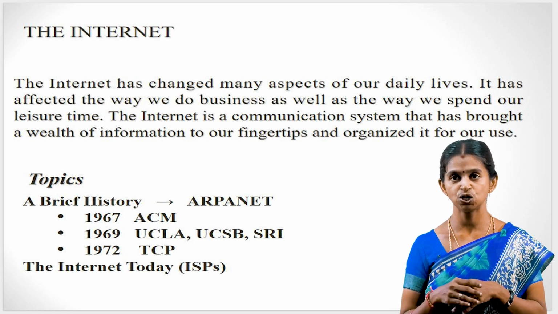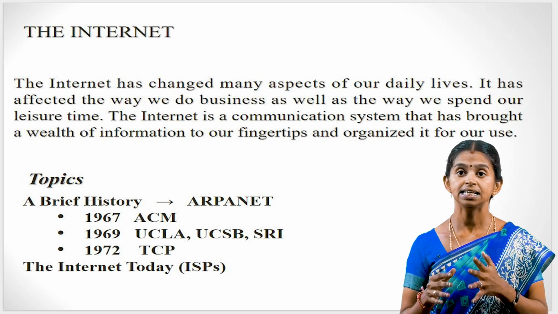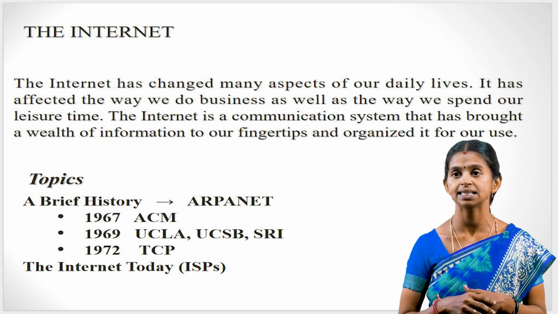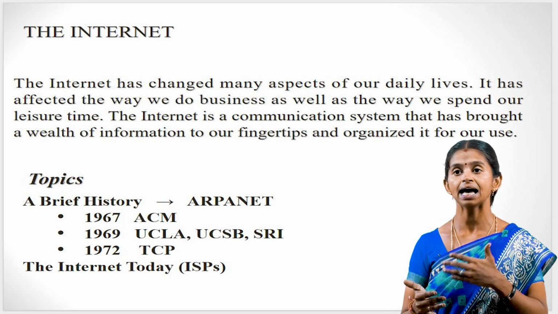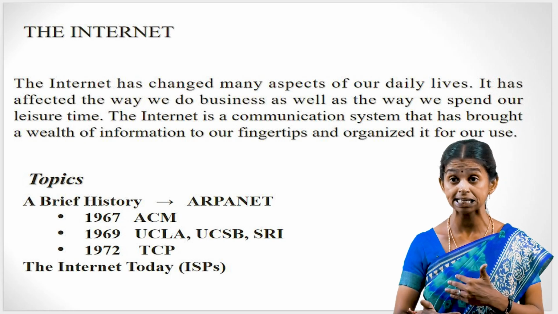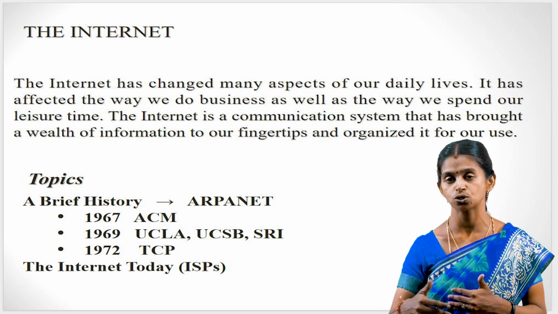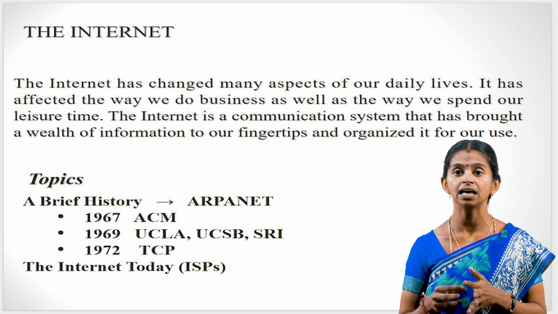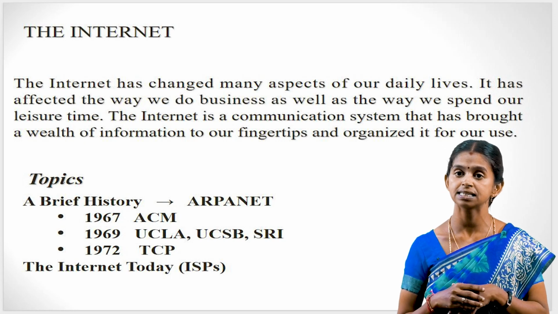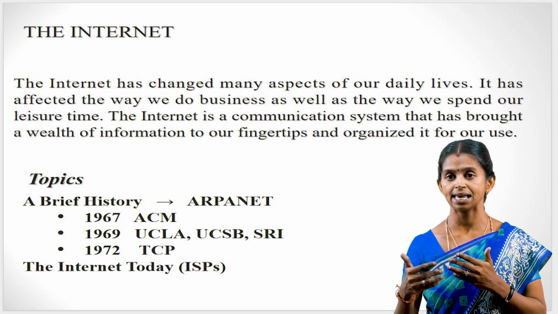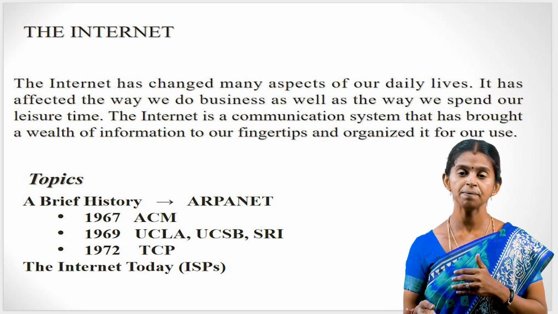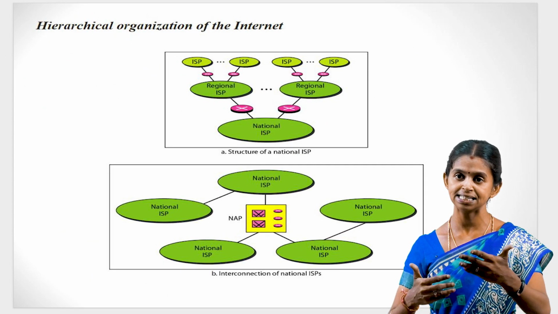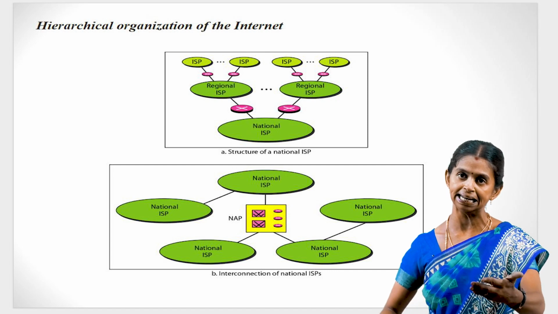Internet. The internet has changed many aspects of our daily lives. It has affected the way we do business as well as the way we spend our leisure time. The internet is a communication system that has brought a wealth of information to our fingertips and organized it for our use. A brief history of the internet: ARPANET, in 1967 ACM was introduced, in 1969 SRI, in 1972 TCP. The internet today that we are using is ISP. The hierarchical organization of the internet is displayed by using the categories.